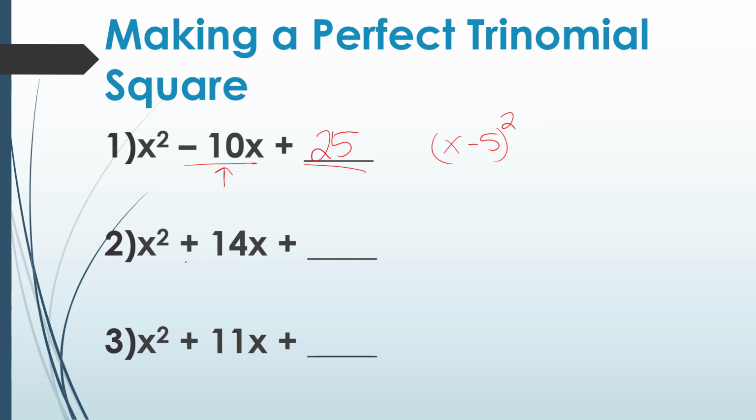All right, how about here? We have a positive 14, which means we started with a positive 7. Square positive 7, and we got 49. Again, just for kicks, x plus 7 squared. All right. Now those were easy. How about this one?